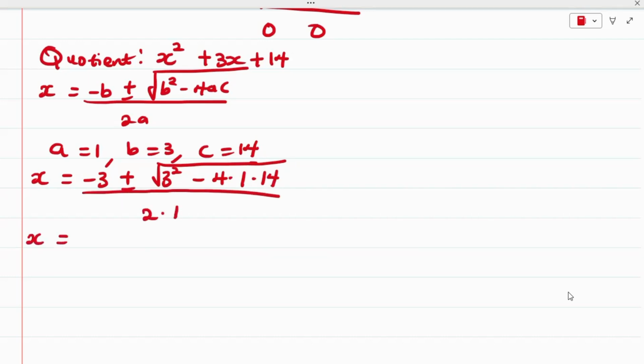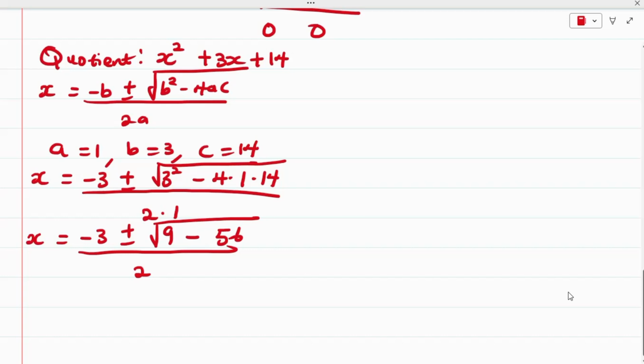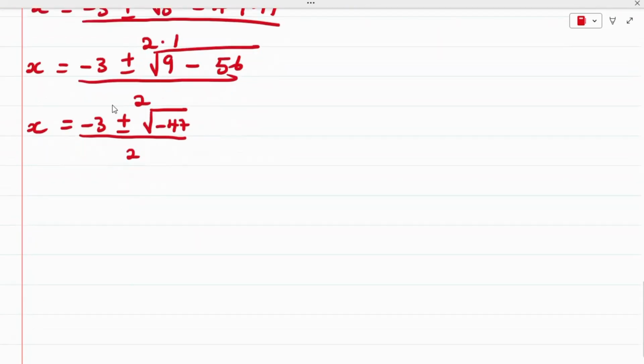So x equals minus 3 plus or minus the square root of 3 squared, which is 9, minus 4 multiplied by 1 multiplied by 14, which gives us what, 56, divided by 2 multiplied by 1, which is what, 2. So we have x equals minus 3 plus or minus the square root of 9 minus 56, which gives us minus 47, divided by what, 2. So we have that x equals minus 3 plus or minus the square root of 47 multiplied by negative 1, divided by 2.